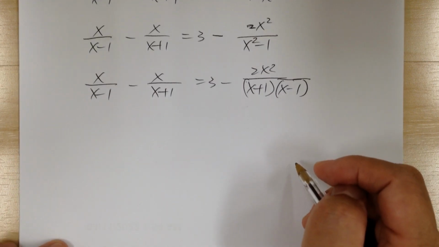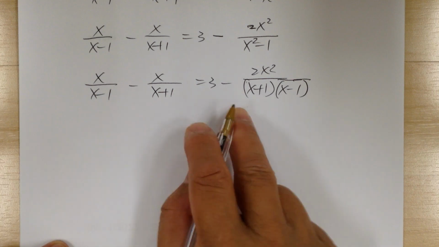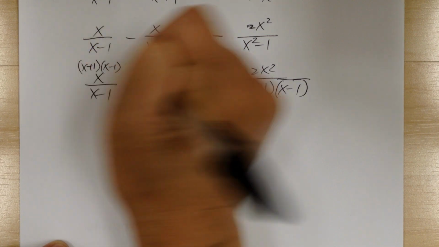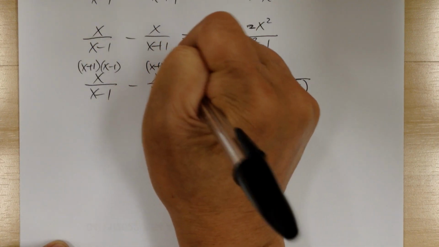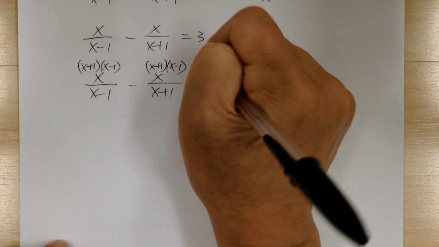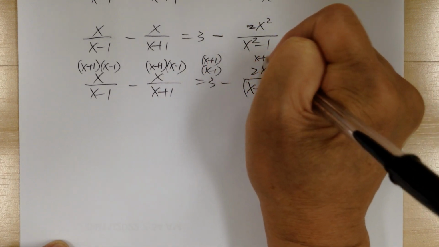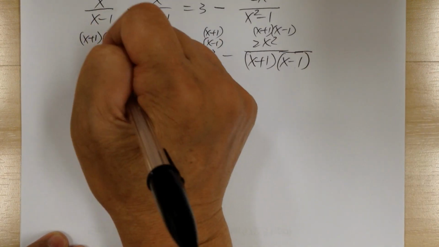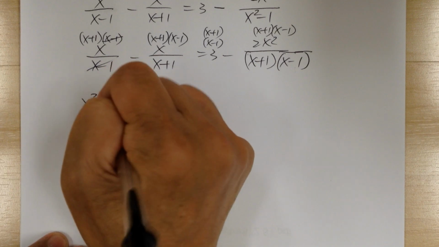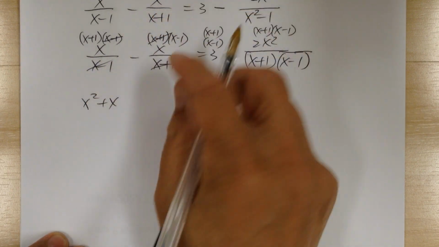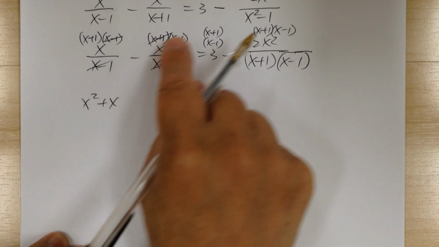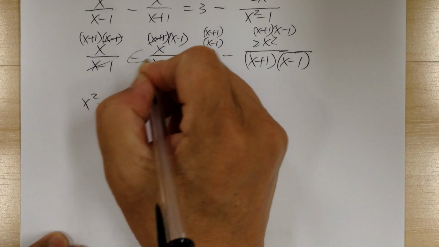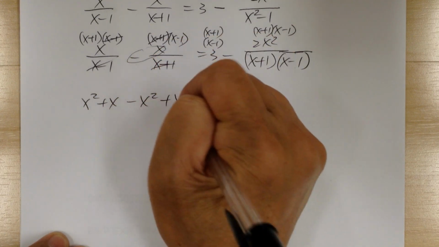So now you can multiply by the LCD to get rid of the fractions. So multiply by x plus 1, x minus 1, and you have to do that for every term. So that cancels with that, so it would be x squared plus x. This cancels with this. Now you have to be careful, there's a negative in front, so it would be negative x times that. So negative x times x gives you negative x squared, and negative x times negative 1 gives you plus x.